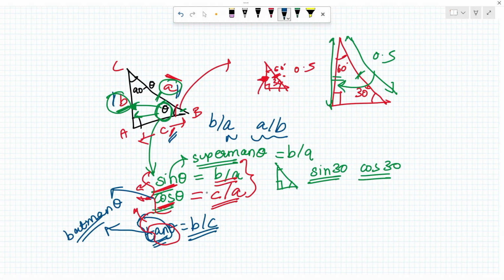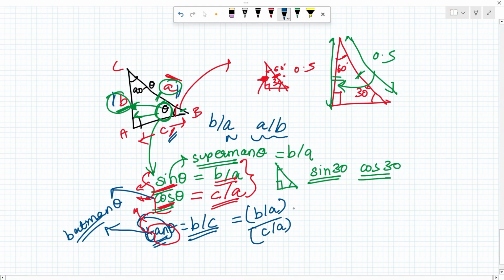So I'm just going to call b by c, so the side opposite to angle theta divided by the side adjacent to angle theta, tan theta. But note that this b by c is nothing but b by a divided by c by a. If I take b by a and divide that by c by a, I will get b by c, right? So b by a by c by a, that is b by c, that is tan theta.